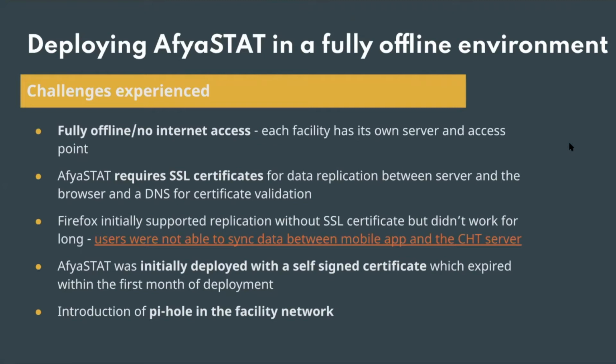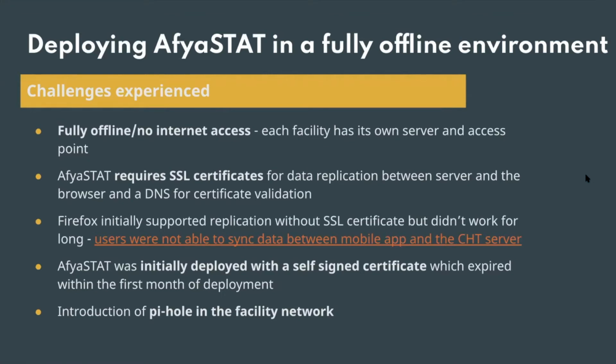So from the Android perspective, as I was saying, we were getting challenges because for this application to be able to sync data into the server, the connection must be secure. So it had to have an SSL certificate. So we were able to link up with the community, and we were able to set up using some self-assigned certificates, and finally we were able to set up an offline environment for CHT.